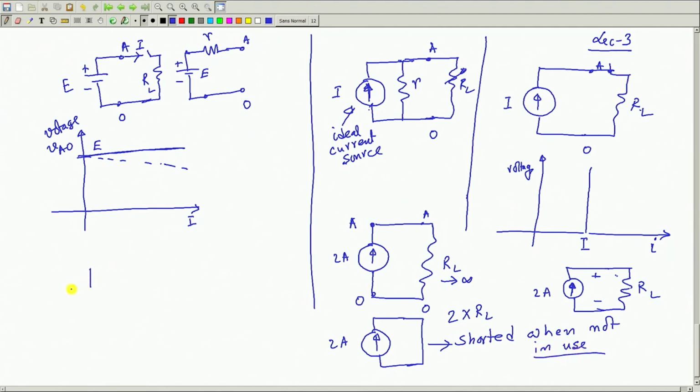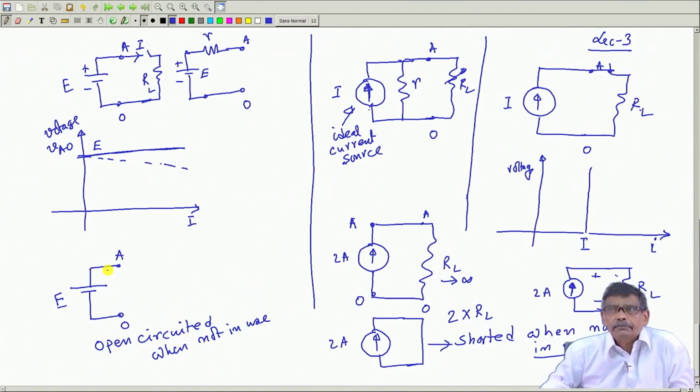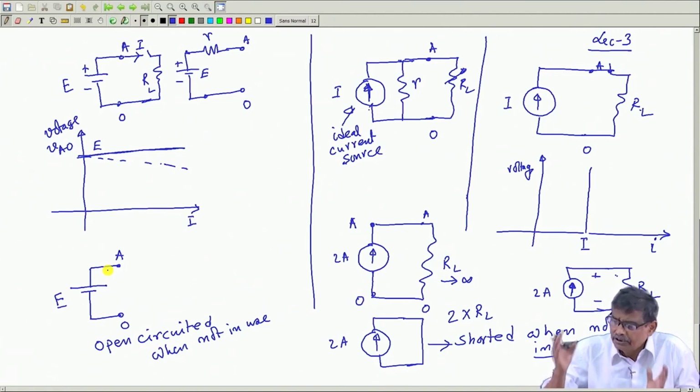An ideal voltage source should be kept open circuited between A and O when not in use, because I know what the voltage here is. This is the difference between them, and for that I do not require big theories.